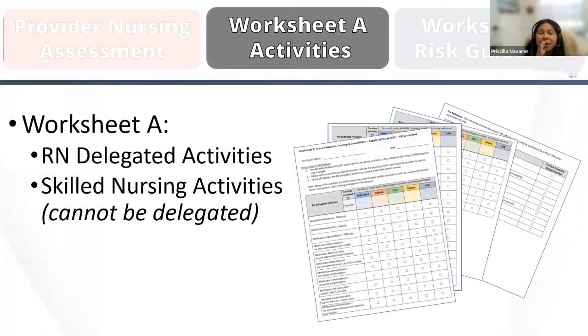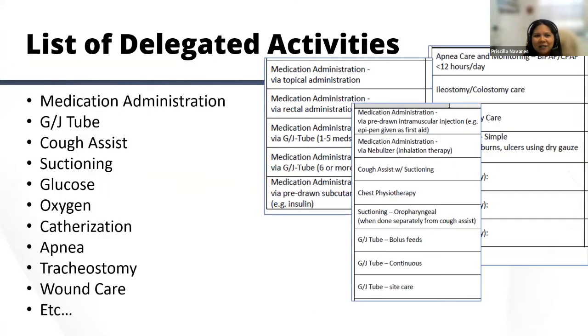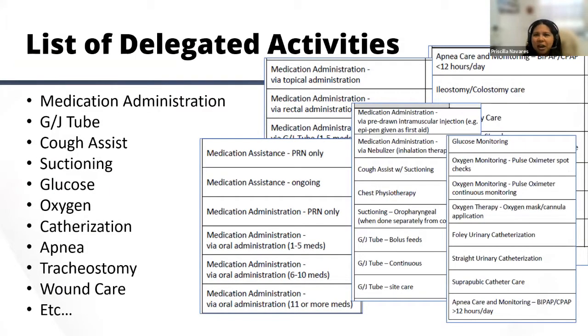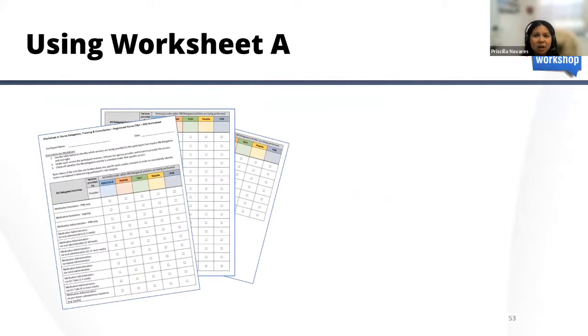All right, so now that we talked about the first part of the delegation packet, which is the nursing assessment, next we're going to look at the worksheet A, which looks at the list of RN delegated activities and or if there's specific skilled nursing activities. So with this first part here, it makes it very easy. There's a long checklist that the RN can check off on which nursing tasks that are there, but there also is another area where they can put other and add anything that may not already be included on the list. And once again, I just do want to remind you that each task does need to be specified in there.